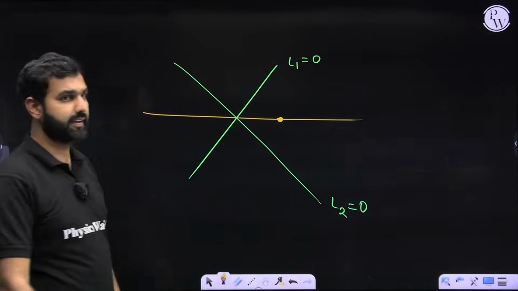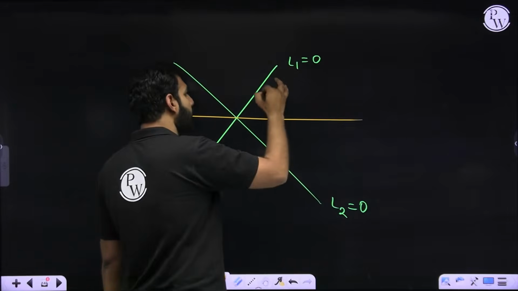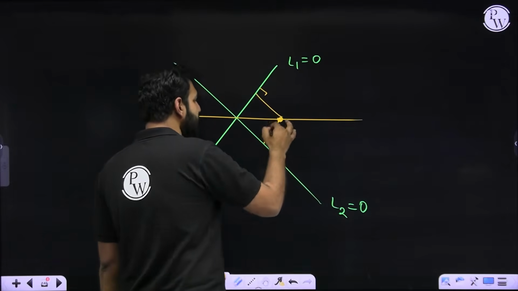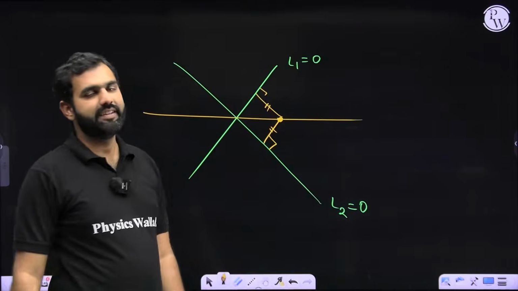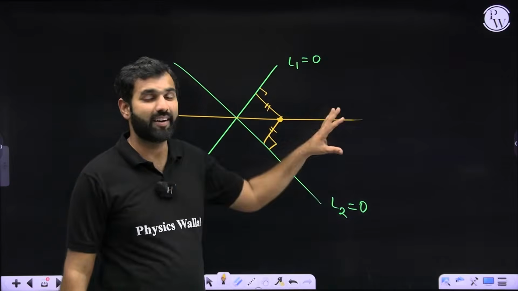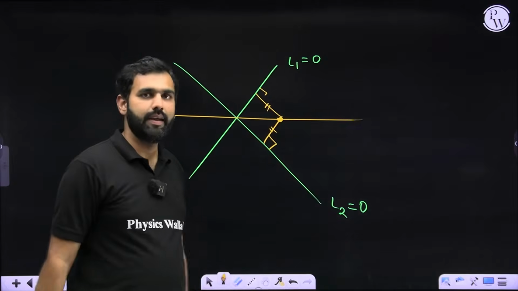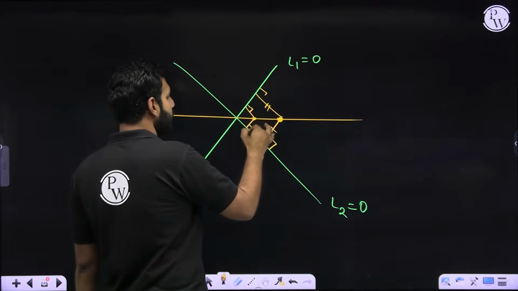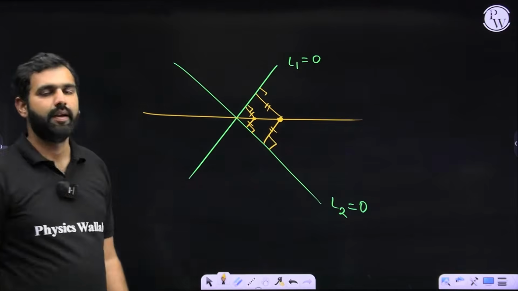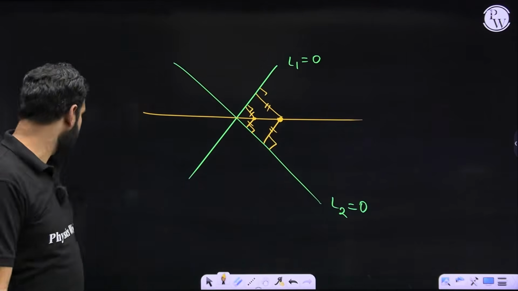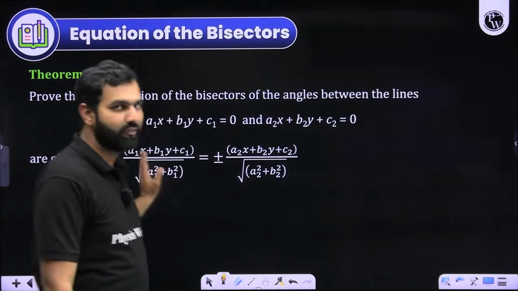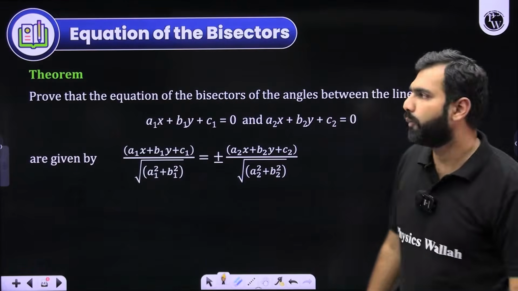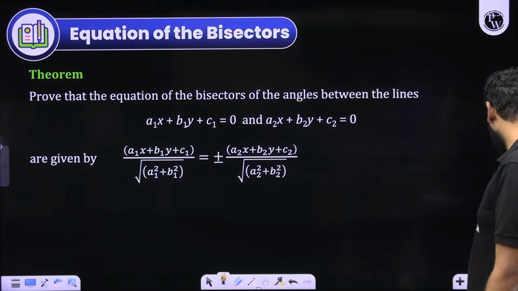from that point, the perpendicular distances to these lines whose angle bisector we are trying to figure out will be the same. Any point you take on this angle bisector and you draw perpendiculars, these perpendiculars will be of the same length. By using this concept of perpendicular distance, we can write the equation of angle bisectors. I hope you have understood it very clearly. We can move ahead from here.